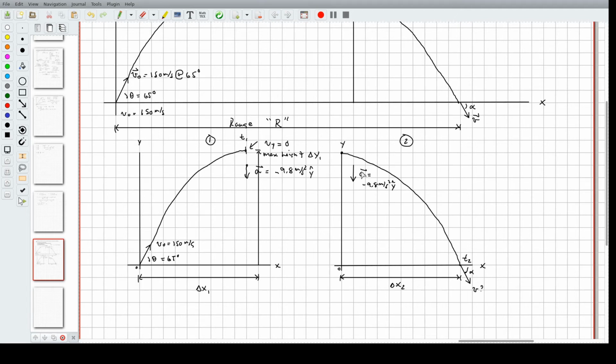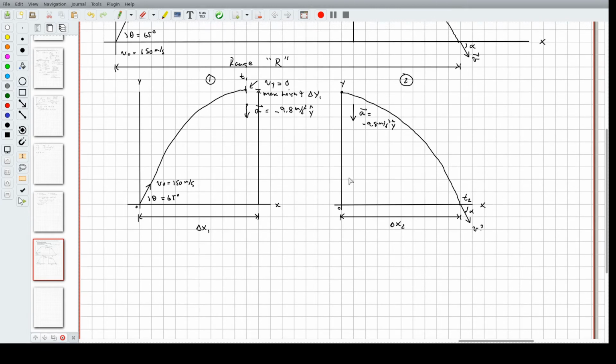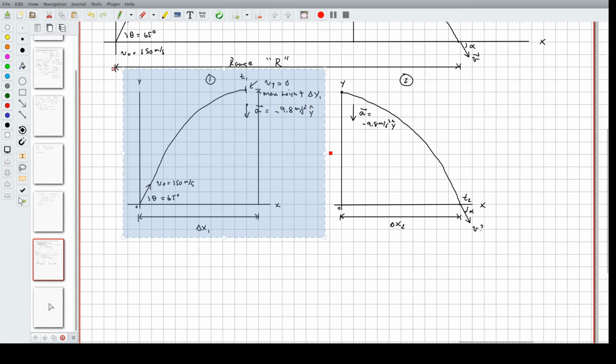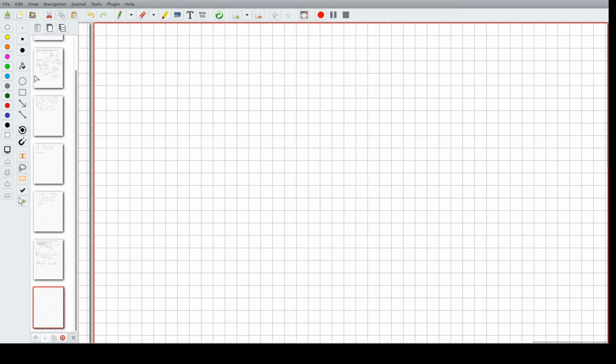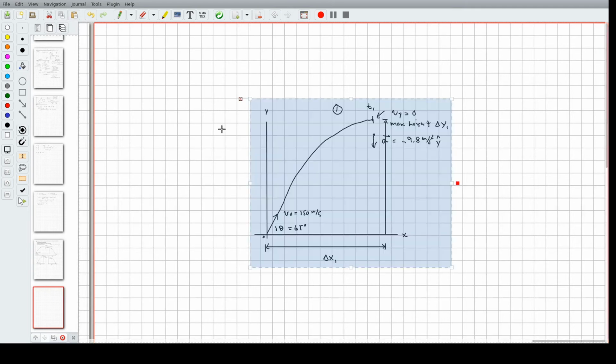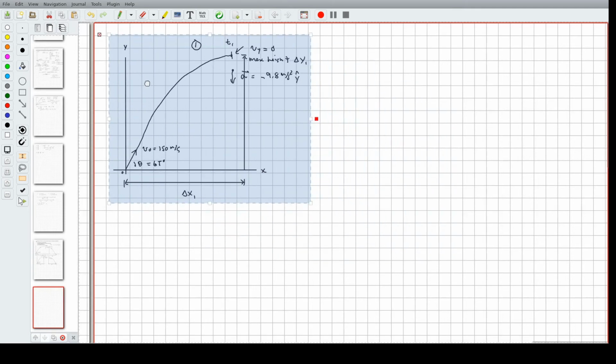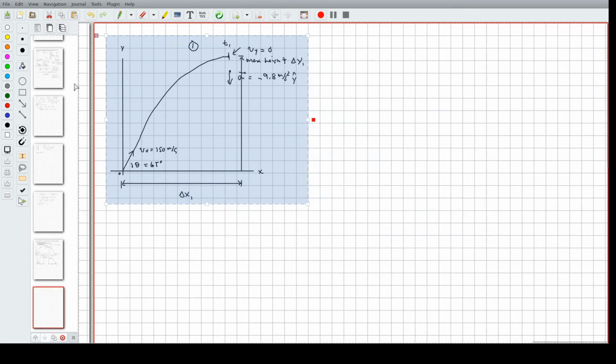So like I said, I'm going to solve these things separately. So what I'm going to do here is to snag part 1. We'll just do like that. And let me copy that, and come over here and paste it. Just drag it over here like that.